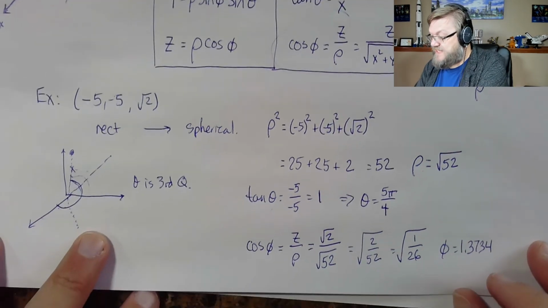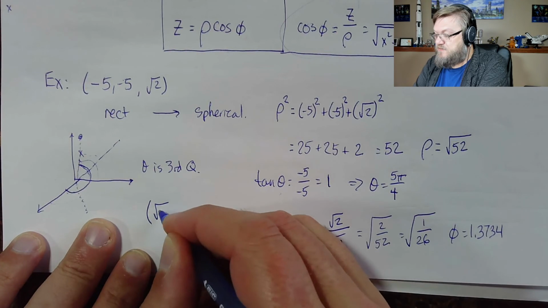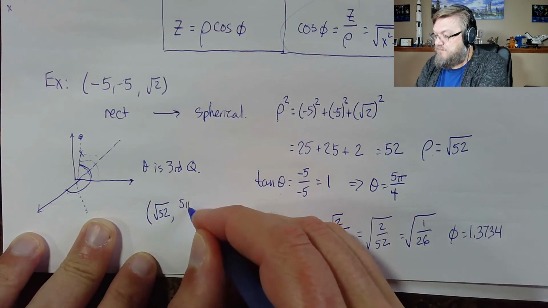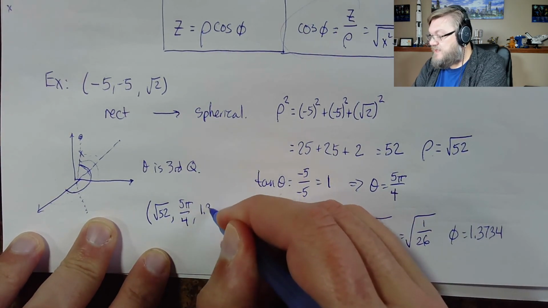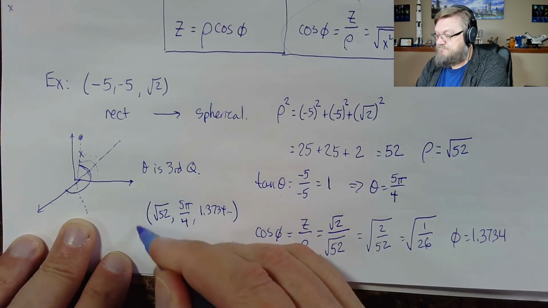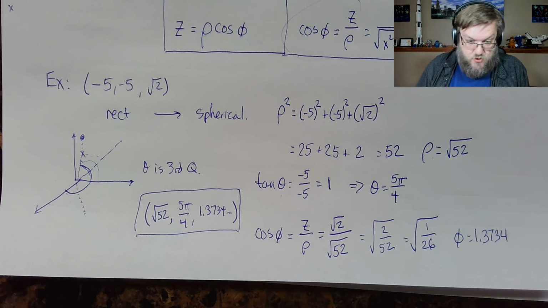So let's put this all together. My spherical coordinate is going to be square root of 52, comma, theta, which is 5 pi over 4, comma, phi, which is 1.3734, and so on. Those are my spherical coordinates.